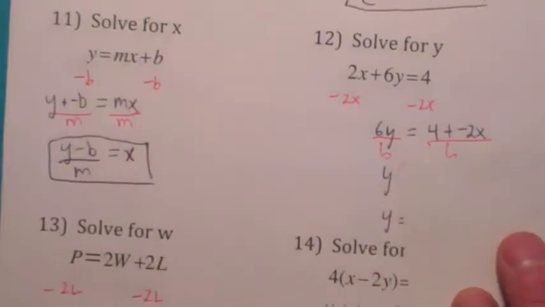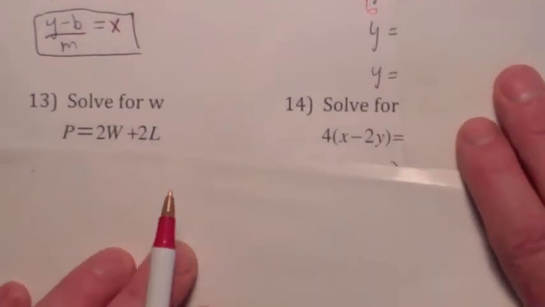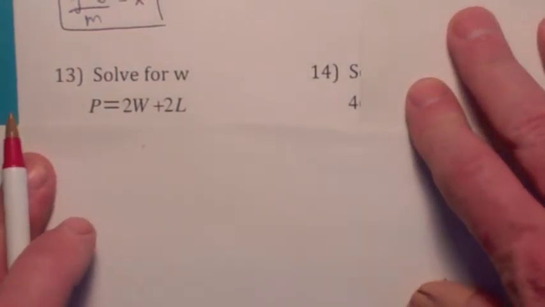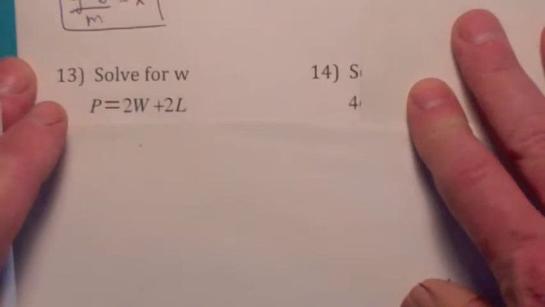Okay, we're almost done. Let me do a couple more, then I'll give you some to try. This one comes up in Math 80. P equals 2W plus 2L. That's the perimeter of a rectangle.